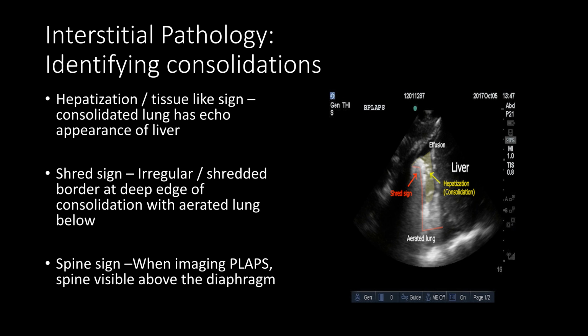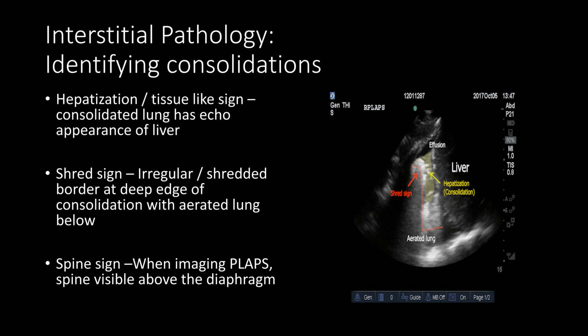The other sign that we can look for is called the shred sign, and this is an irregular shredded border, usually at the deep edge of the consolidation, and you can usually see aerated lung below this, and it can take on either an A pattern or a sub B pattern.